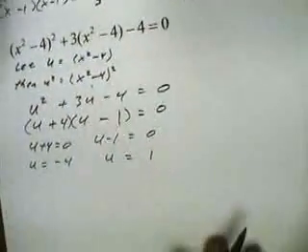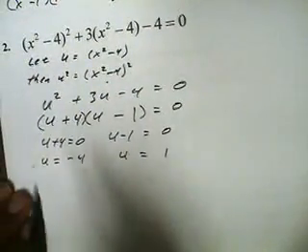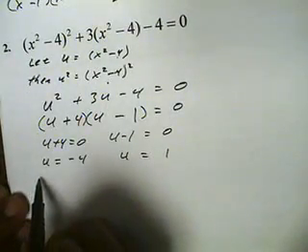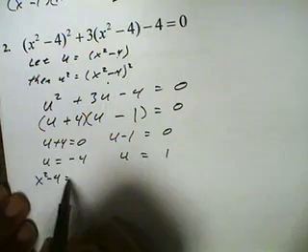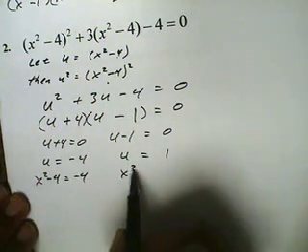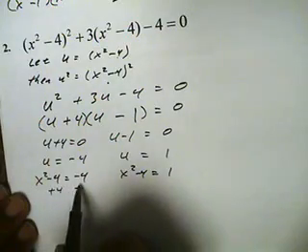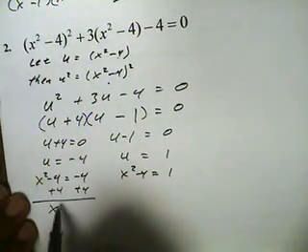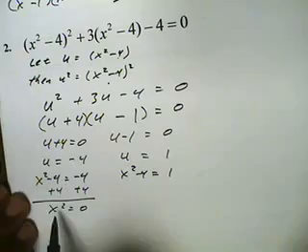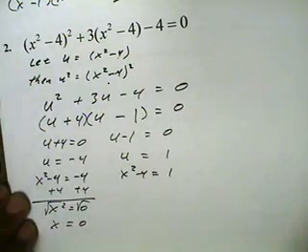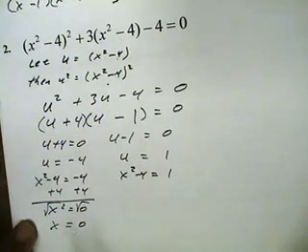Now I'm going to go back, now that I've solved for u, and make my substitution of x squared minus 4. So this will now be x squared minus 4 equals negative 4. This will be x squared minus 4 equals 1. When I add 4 to both sides here, I'll get x squared equals 0. The square root of both sides implies that x is 0.